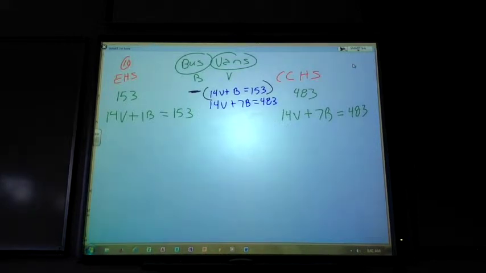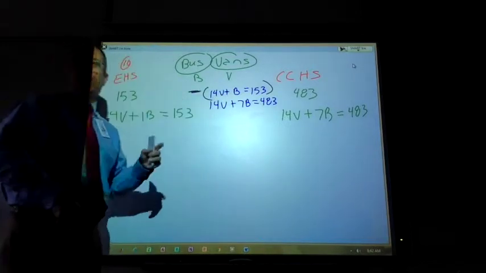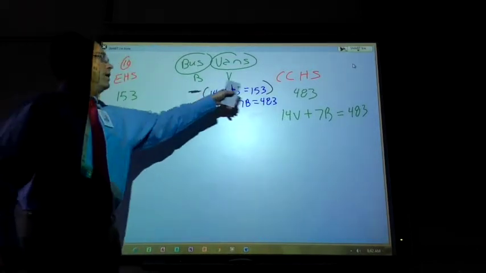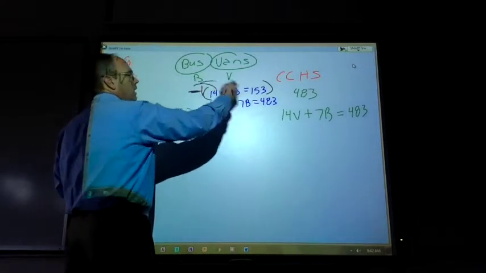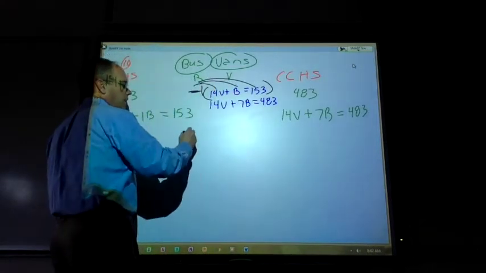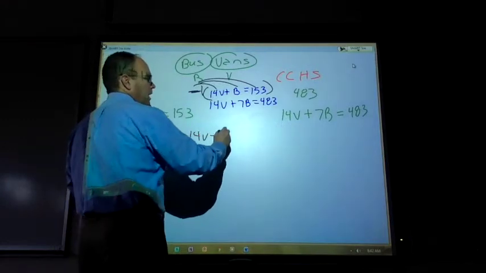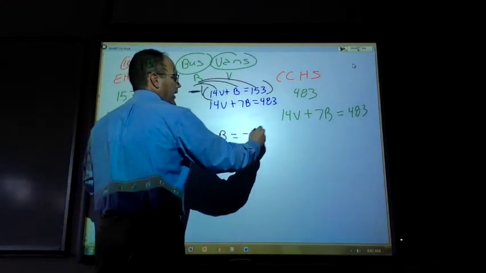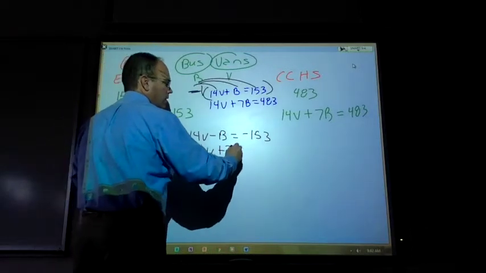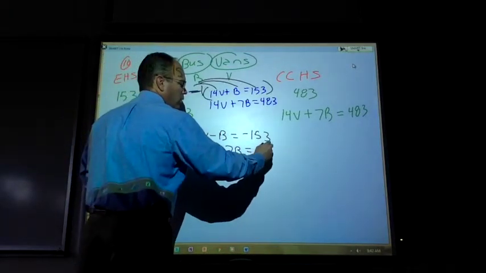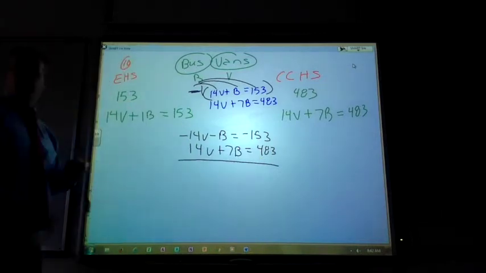So, yeah, if I multiply just -1 across, you're absolutely right. If you did -7, the B's would have canceled out, but you would add and multiply -7 here and -7 here. But if you just did -1 here to here to here, that gives me -14V minus B equals -153. And then this one stays as is for right now, which should work out nicely if I add them together.